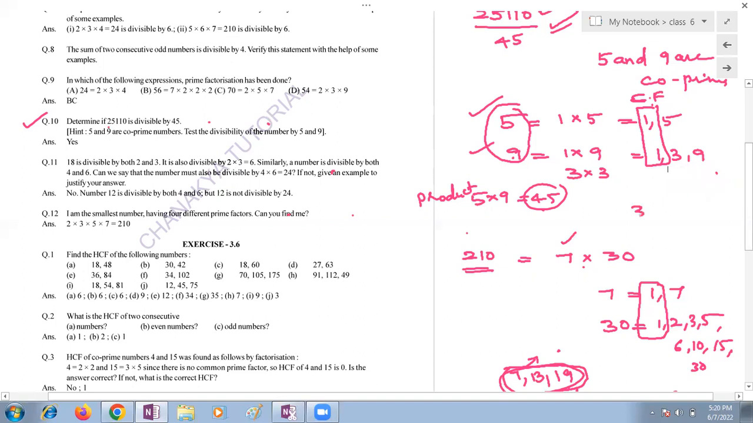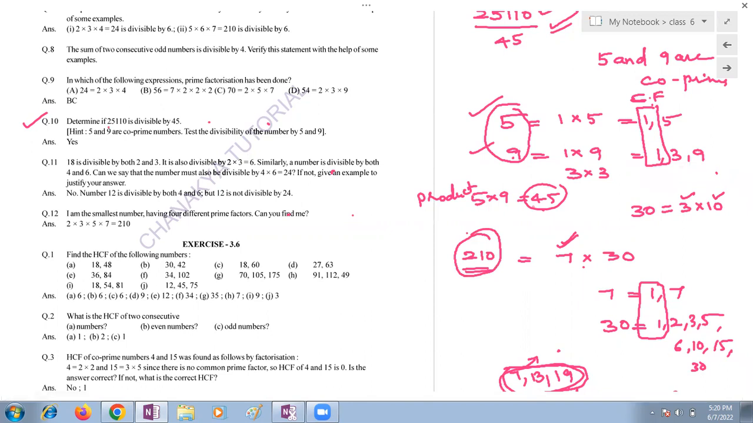Again, 30 can be expressed as 3 into 10. It means you can check: if the 3 rule is true, the 7 rule is true, and the 10 rule is true, then it is exactly divisible by 210. Hope you understood. The student is asking about 210.